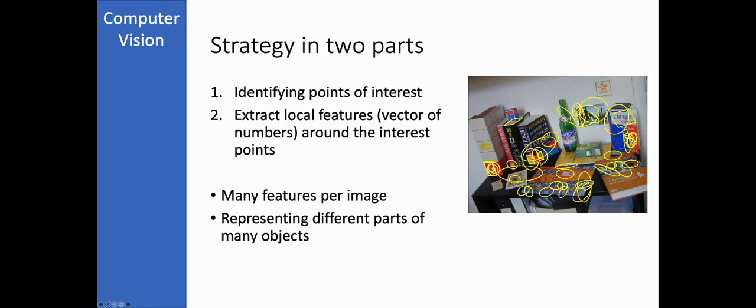They're distinct points. The second part is to extract local features, so meaning vectors of numbers, around each of these interest points. That means once you have an interest point, find a patch around it and represent the intensity variation or the intensity in that patch with a small vector. We will extract many features per image. And our hope is that different features will represent different parts of many objects. So when we do matching, we can actually do local matching. We can have different clutter, different number of objects, different backgrounds in the image. This local feature extraction can actually extract similar features despite all these variations in the images.